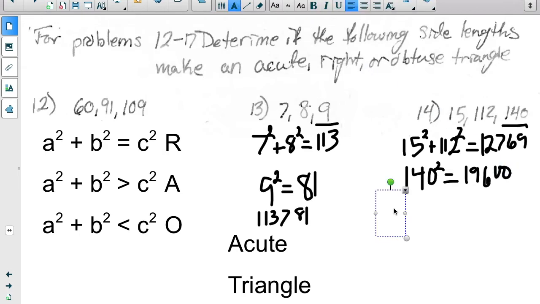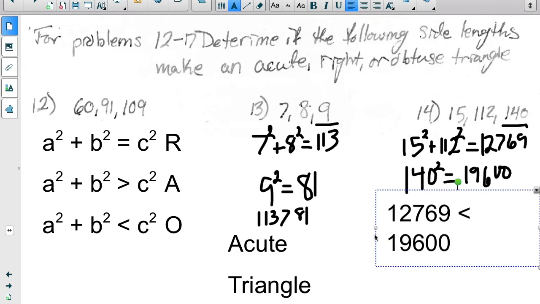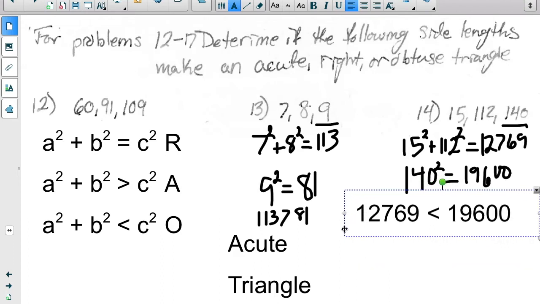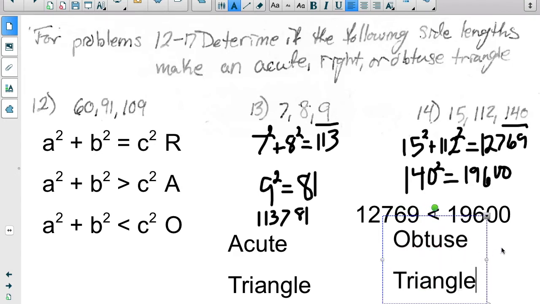So when we look at this here, well, 12,769 is going to be less than 19,600. So the hypotenuse is bigger, c squared would be bigger, which means this is an obtuse triangle, because c squared was bigger than a squared plus b squared, so it would be obtuse.